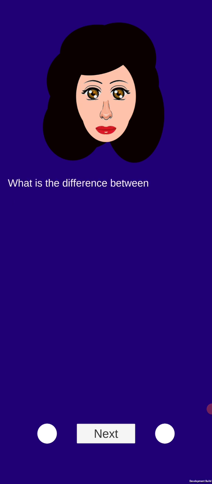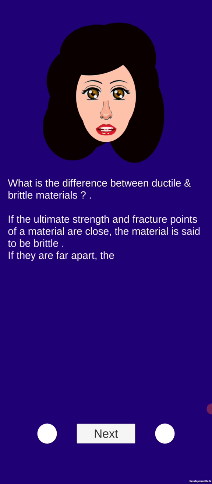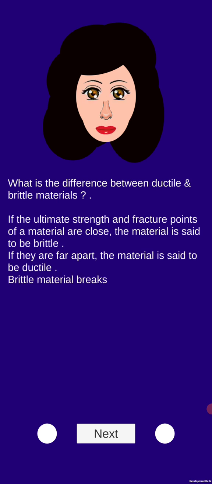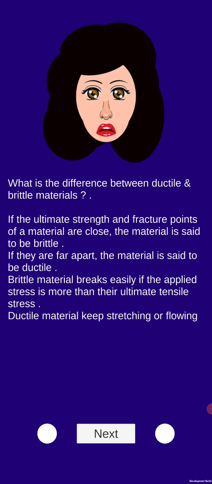What is the difference between ductile and brittle materials? If the ultimate strength and fracture points of a material are close, the material is said to be brittle. If they are far apart, the material is said to be ductile. Brittle material breaks easily if the applied stress is more than its ultimate tensile stress. Ductile material keeps stretching or flowing for a much longer extent.